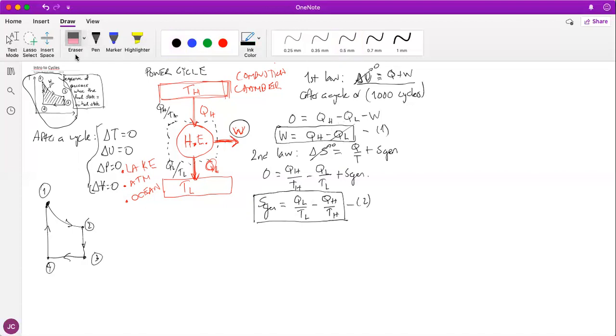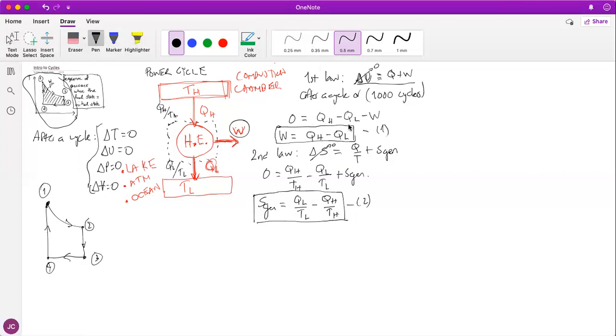Let me see if I can erase this without, no, small. I thought I could just erase just that part, but let's see what happens. Oh, I did it. Well, okay, just pure dumb luck.